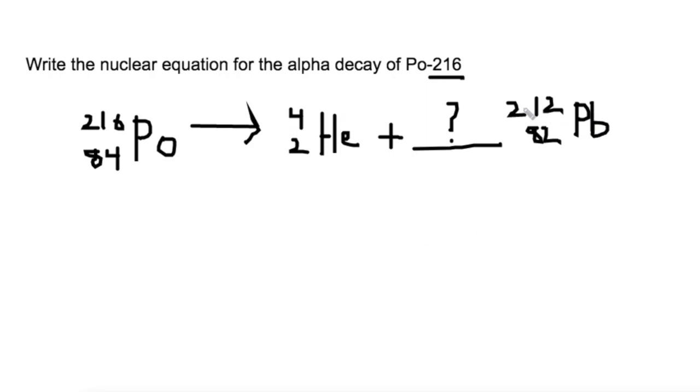To check it, we can add both sides and see if they end up being equal to each other. So 212 plus 4, 216; 82 plus 2, 84. Perfect.